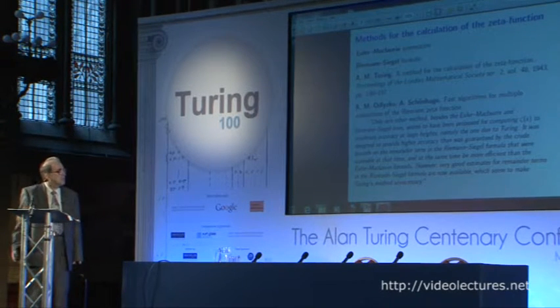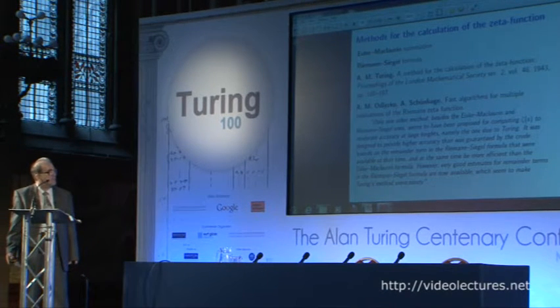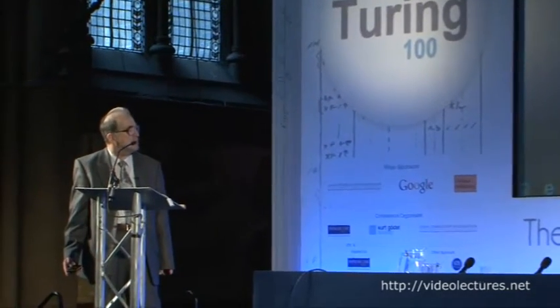Only one other method besides the Euler-Maclaurin and Riemann-Siegel ones seemed to have been proposed for computing zeta of s to moderate accuracy at large heights, namely the one due to Turing. It was designed to produce higher accuracy than was guaranteed by the crude bounds on the remainder term in the Riemann-Siegel formula that were available at that time, and at the same time be more efficient than the Euler-Maclaurin formula. However, very good estimates for the remainder terms in the Riemann-Siegel formula are now available, which seem to make Turing's method unnecessary. But here, by Turing's method, they mean the method for calculating the zeta function. What I meant by the Turing method is something different, a method for proving that zeros do lie on the critical line. And this method was introduced in another paper published after the war.